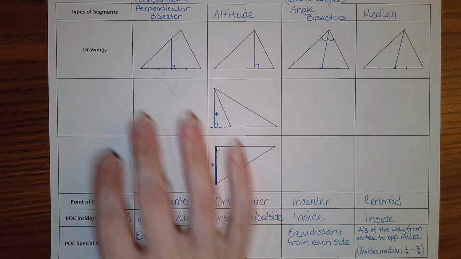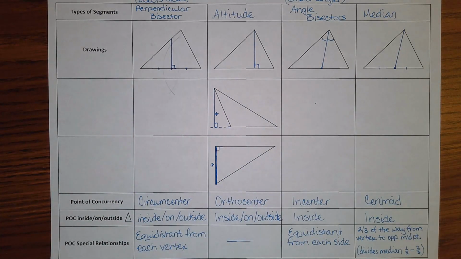Sometimes you will be given a picture and you'll be asked to identify what special type of segment you were using. Sometimes you'll be given a picture with the point of concurrency, and you'll have to figure out based on just the picture and the point of concurrency, what kind of segments am I dealing with, and remember the special relationships that those points of concurrency have in the triangle.